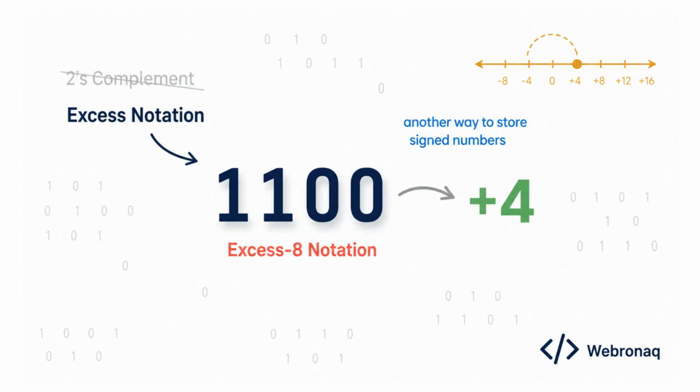But here's the thing. 2's complement isn't the only way to represent negative numbers in binary. There's another method, and it shows up in some really important places, like how floating point numbers store their exponent, the part of a float or double that handles the decimal scaling. Excess notation takes a completely different approach. Instead of flipping bits or using a sign bit, it just shifts the entire number line. And once you see how it works, it's actually one of the most intuitive systems out there. Let me break it down step by step.